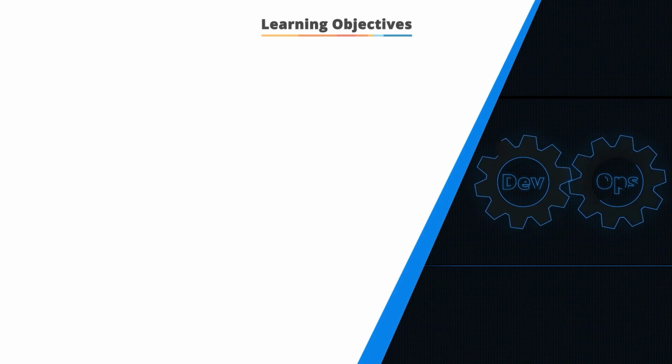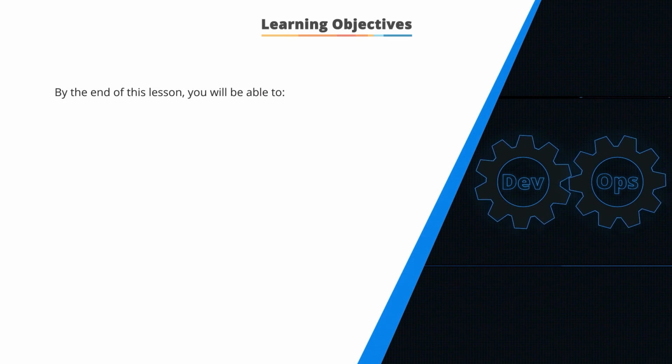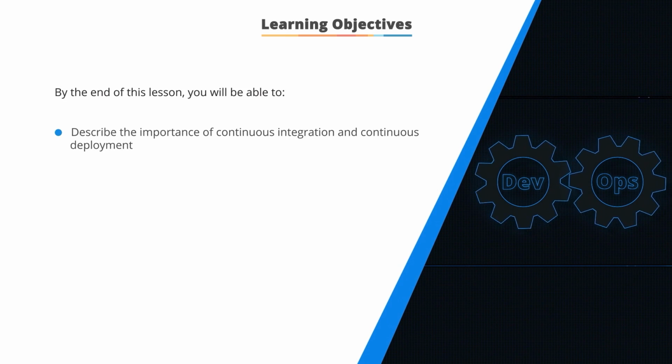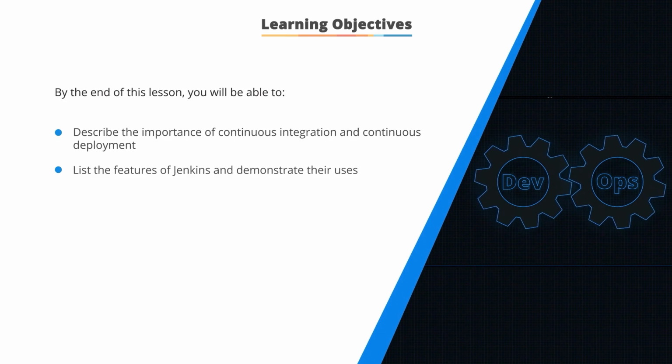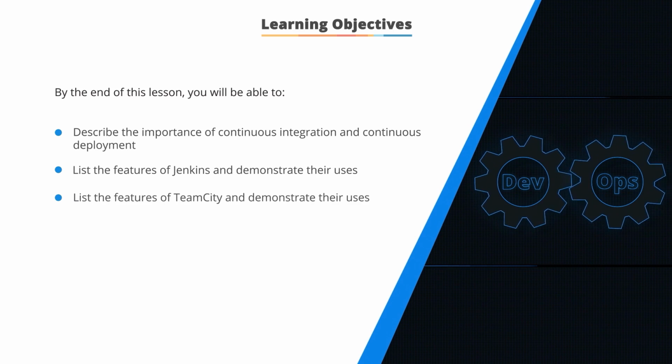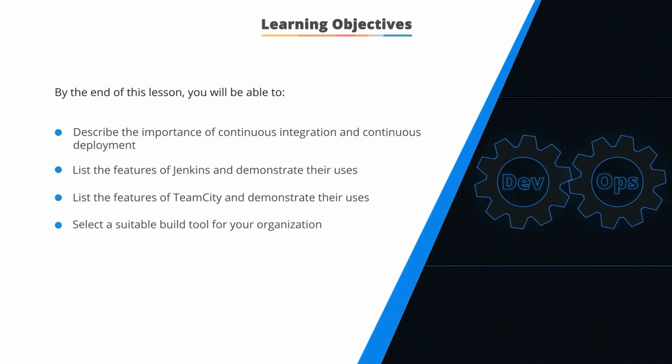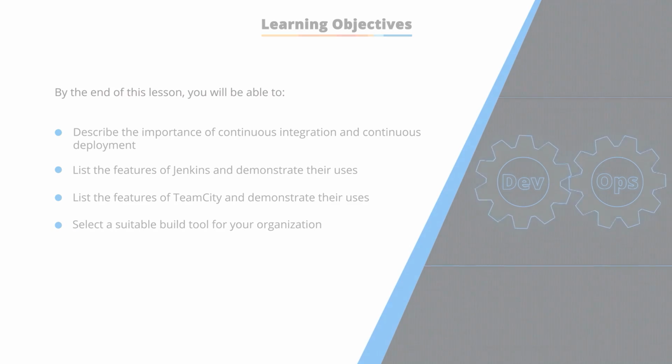Learning objectives. By the end of this lesson, you will be able to describe the importance of continuous integration and continuous deployment, list the features of Jenkins and demonstrate their uses, list the features of TeamCity and demonstrate their uses, and select a suitable tool for your organization.